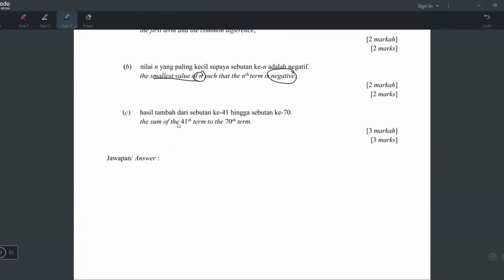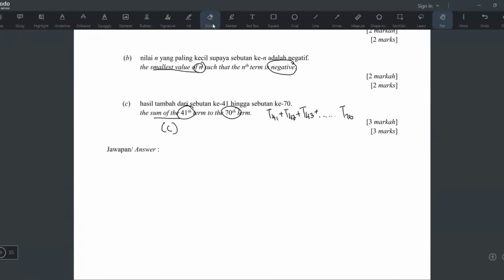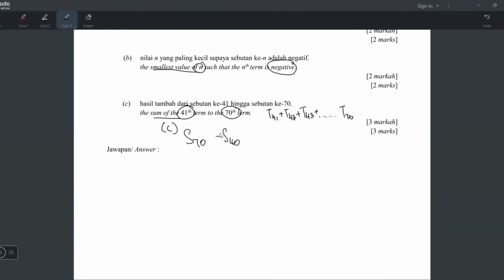Alright, let's do C. Find the sum of the 41st term to the 70th term. What's the meaning of sum? It means they want to find T41 plus T42 plus T43 plus dot until T70. So a fast way to do it is you just find the S70 first and then minus the S40. Yeah, that's the fast way to do it.